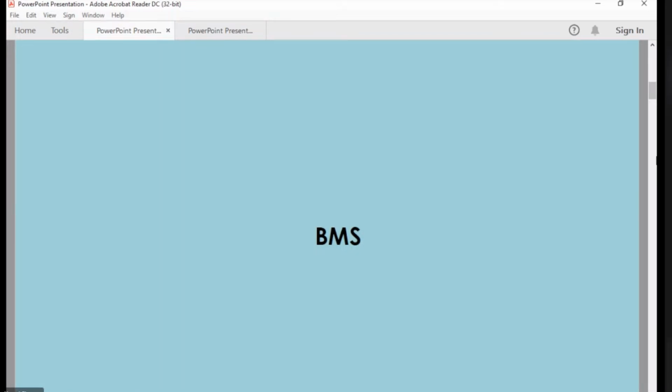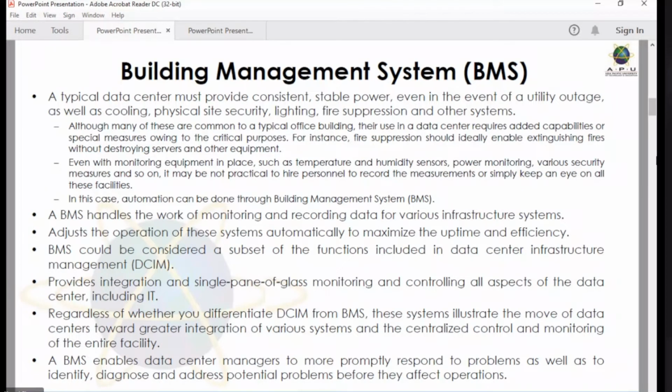BMS: a typical data center must provide consistent, stable power even in the event of utility outage. भन्नुको मतलब बिजुली बत्ती गयो भने पनि it should operate, okay, as well as cooling, physical site security, lighting, fire suppression, and other systems. अब सर्भर र ऊ मात्रै नभएर कुलिङहरू पनि चल्नु पर्यो, okay, with the generator. Physical site security, there should be security, lighting, fire suppression, and other systems. This should also activate even when there is no utility. So that mechanism has to be in place.